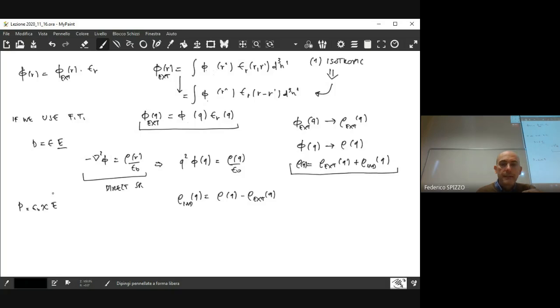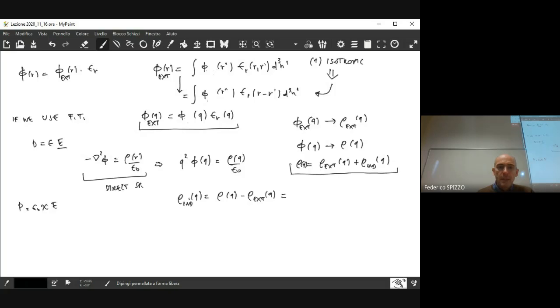Due to the fact that the fields and the charge density are related with each other, because the divergence of E is related to the actual charge density, and the divergence of P is related to the density of polarization. That is what I called here the induced charge density.